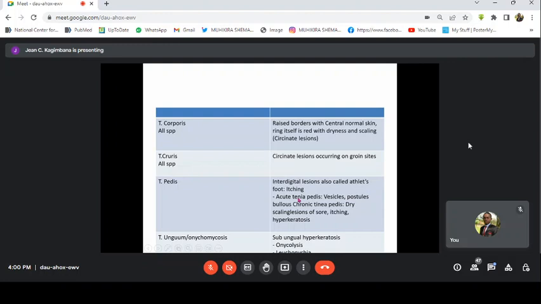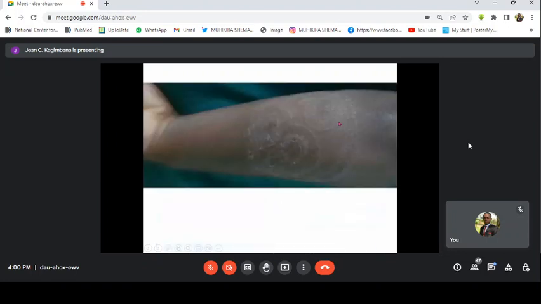Tinea pedis with vesicles, pustules, etc. Look at this one. This is good, you see, round, circular, centrifugal, or annular lesions. Okay? This is characteristic for Tinea corporis.